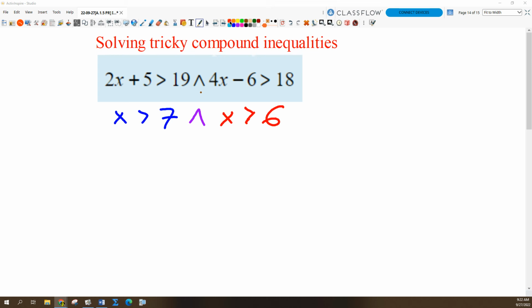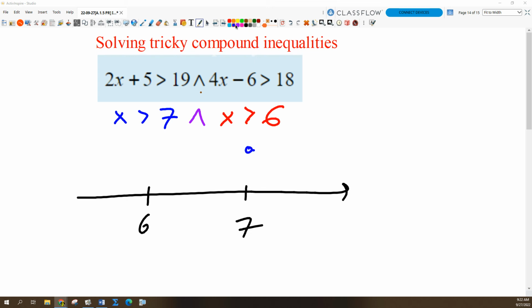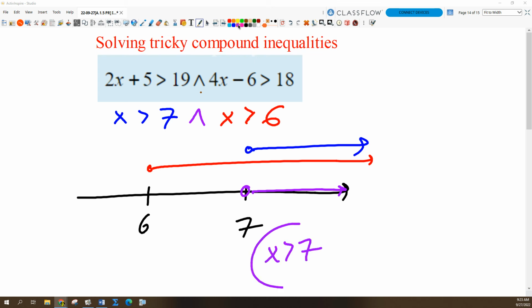Yeah. Now I'll show you how we can see that. Very good. If we look at a number line, there's 6 and there's 7, right? Okay, well, let's look. If we graph X is greater than 7, doesn't that look like that? If we graph X is greater than 6, doesn't it look like that? Well, in order for both parts to be true, they have to overlap, don't they? Right? So if this is an and statement, the solution can only be the part where they overlap, right? So the solution is X is greater than 7.